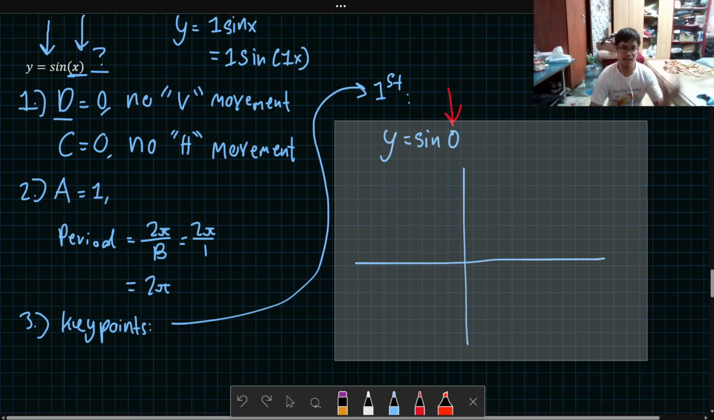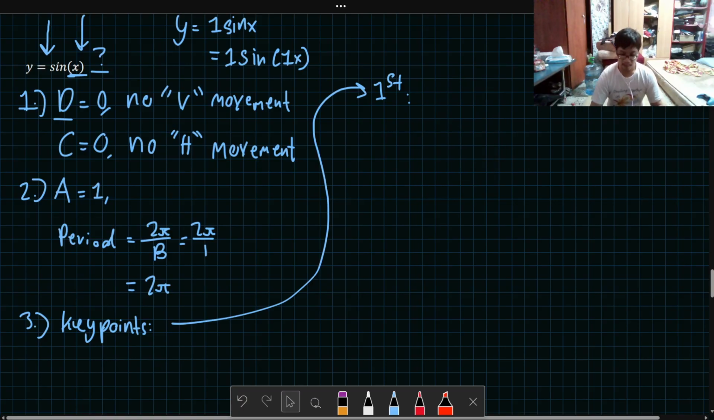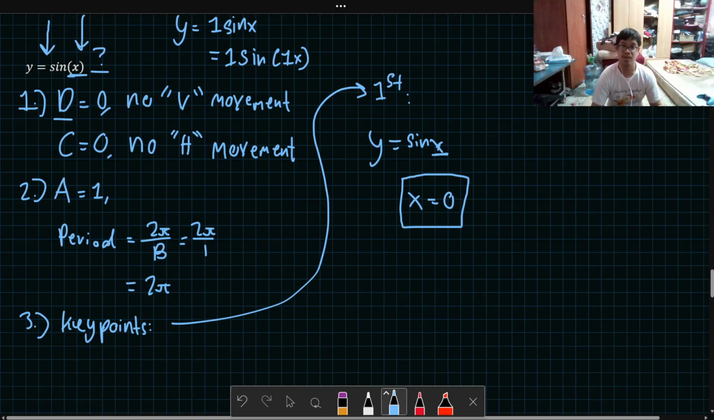Let me explain further. Let me erase this. We have sine x, so the only input here is x. Equate it to zero. So what does it mean? Since x is equal to zero, this is already the x of your starting key point.